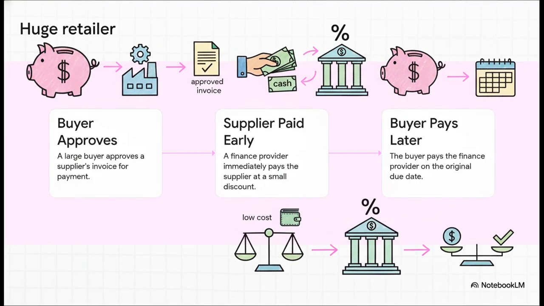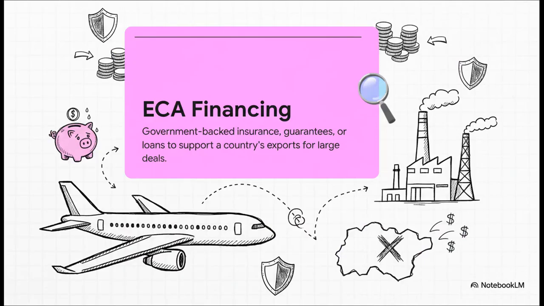So, a big buyer, let's say a major retailer, approves an invoice from one of their small suppliers. A finance provider sees that approval and immediately pays the supplier, minus a tiny discount. So what happens? The small supplier gets their cash right away, which is amazing for them, and the big buyer gets to stick to their original, longer payment schedule. The whole thing works because the financing is based on the buyer's excellent credit rating, making it super low risk for the bank.